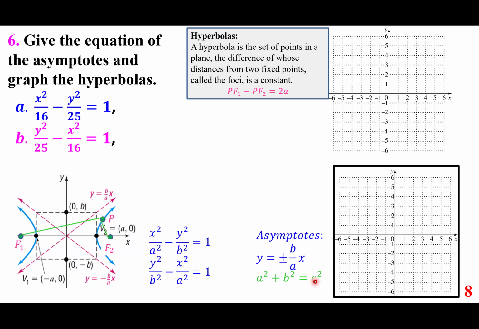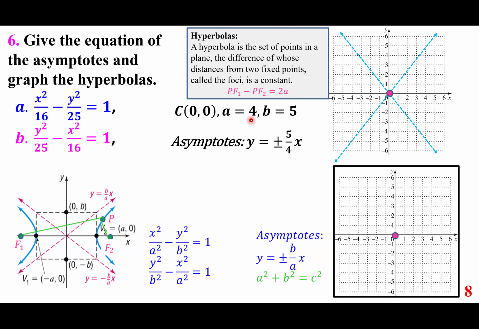All right. So both of these have center at 0, 0. a is square root of 16, b is square root of 25, a is 4, b is 5. So both of them have that situation. And therefore, both of them have the asymptote y equals plus minus b over a, 5 over 4 x. So that's the center. That's the asymptote. And the asymptotes are identical. So far, everything is the same for both.